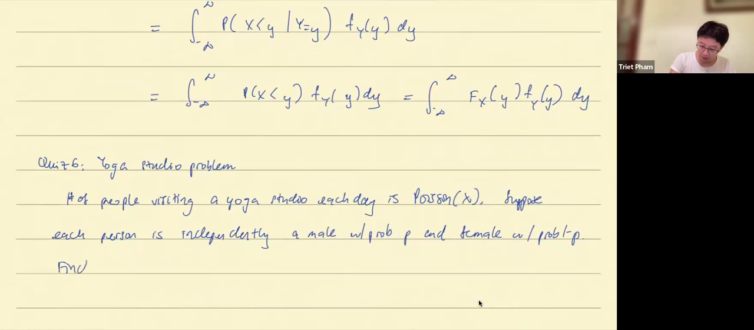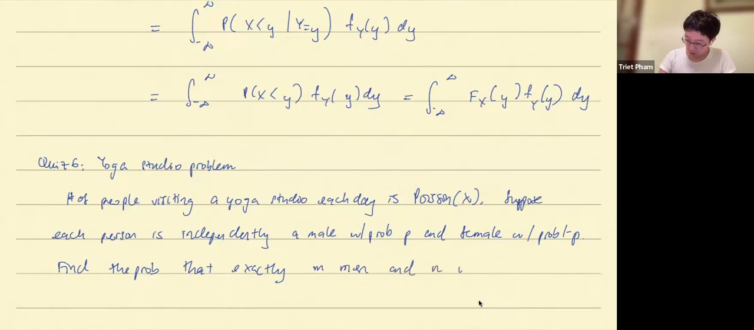Find the probability that exactly N women and M men, males and N females, visit the yoga studio on a single day.